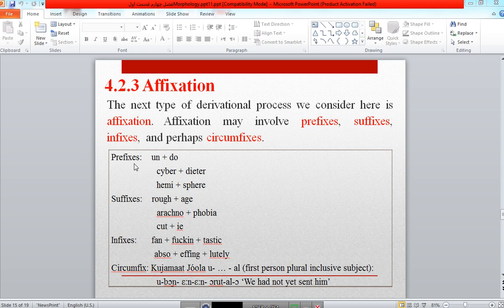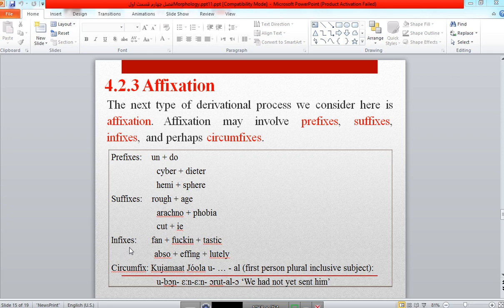So look at this example. These are the prefixes: on, do. You see here we add the prefix on to the word do. Cyber, diater, you see here. Chemisphere, you see here. Roughage, these are examples. These three are examples of prefixes, and these are the suffixes. Roughage, arachnophobia, cutie, you see here.